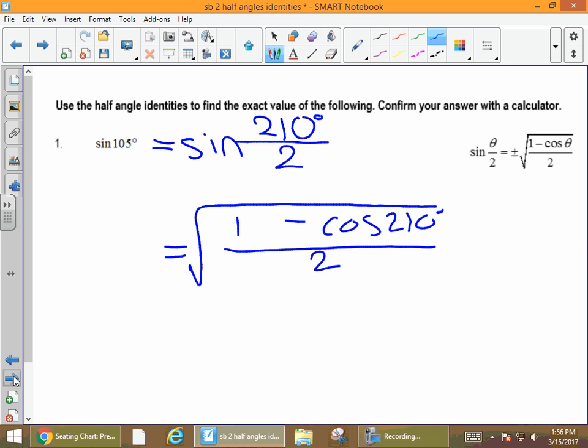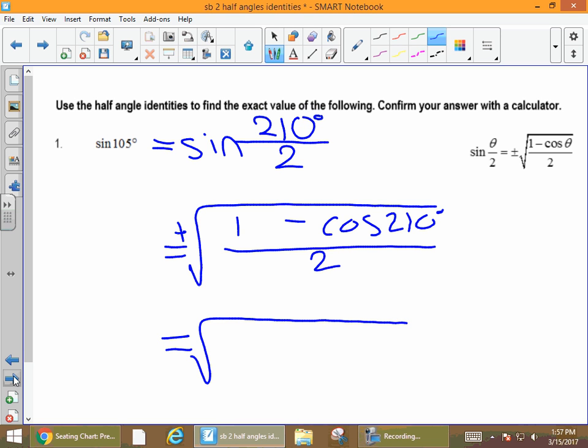But something we need to remember before we start solving this: 105, what quadrant is that in? Is sine of 105 going to be a positive number or a negative number? Well, 105 degrees is in the second quadrant because it's just a little bit above 90. Sine is positive in the second quadrant, so we know this is going to be a positive answer. So we really don't have to write anything in front of this square root, because that plus is just there to remind us that it's a positive number. So now that we know it's positive, we can start to solve the inside.